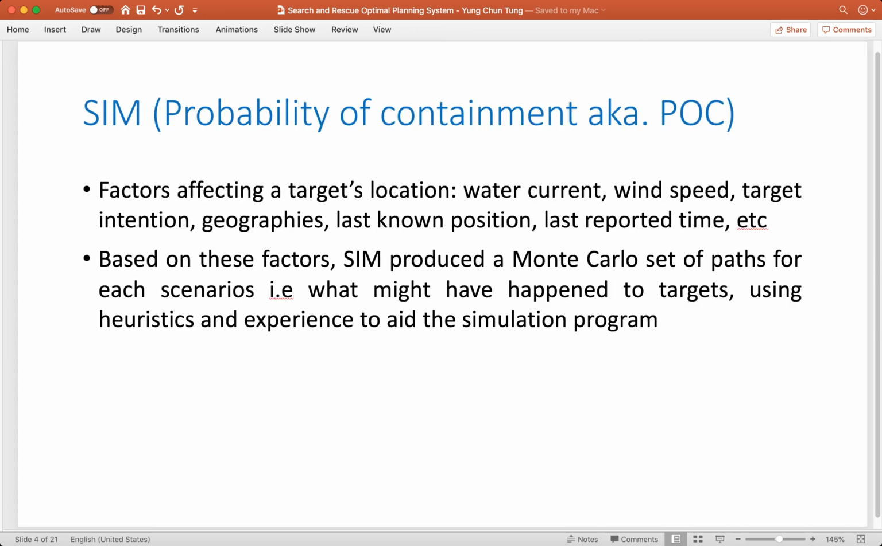So in the sim, first we have to understand the concept of probability of containment, which describes the factors affecting a target's location, like the water currents and also the wind speed. And based on these factors, we will generate a Monte Carlo set of paths for these scenarios, what might have happened to the targets, and also use heuristics and experience to aid this simulation program.